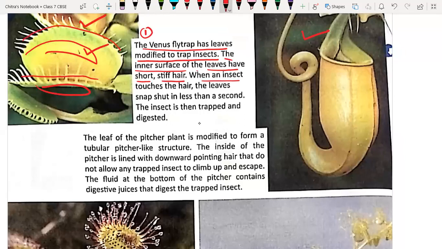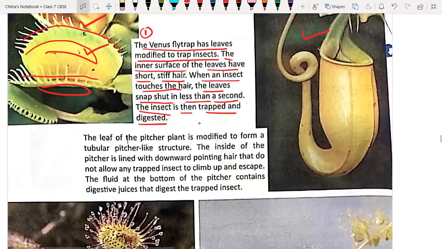When the insect touches the hair, the leaves snap shut. They shut suddenly, in less than a second. I will show you a video also after the discussion. The insect is trapped and digested by the plant in order to fulfill its nitrogen requirement.